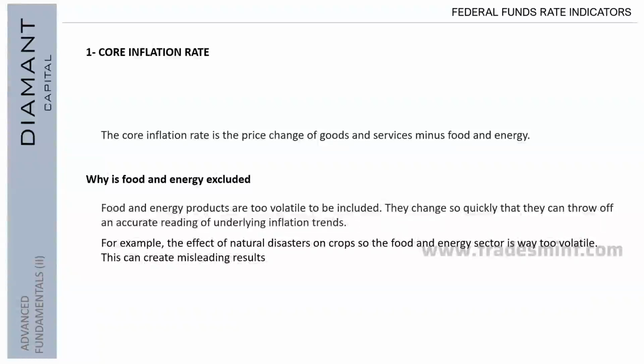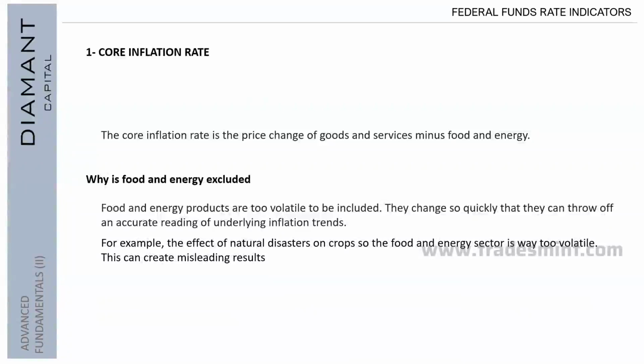Anyways, the first one is the core inflation rate. So the core inflation rate is the price change of goods and services minus food and energy. So why is food and energy excluded? Food and energy products are way too volatile for this to be included. They change so quickly that they can throw off an accurate reading of underlying inflation trends. For example, the effect of natural disasters on crops. So the food and energy sector is way too volatile at that time. This can create misleading results.